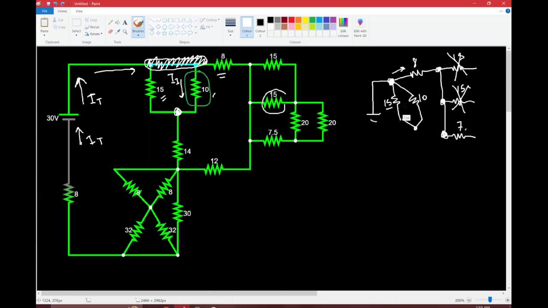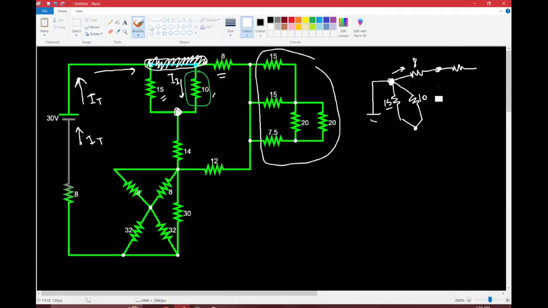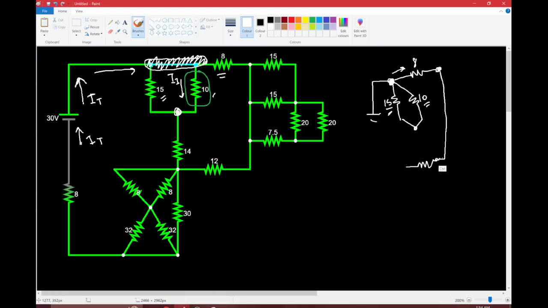So that's why the electricity is not going to go through this big network of resistors. It's just going to go through this 15 ohm resistor and this 10 ohm resistor, and then it's going to go straight down to this 12 ohm resistor. Because when it gets to the 12 ohm resistor, the electricity has no choice but to go through the 12 ohm resistor. There's no other option here, right?